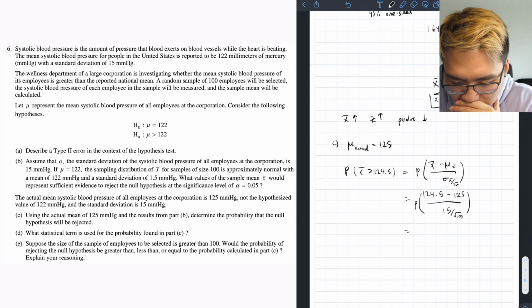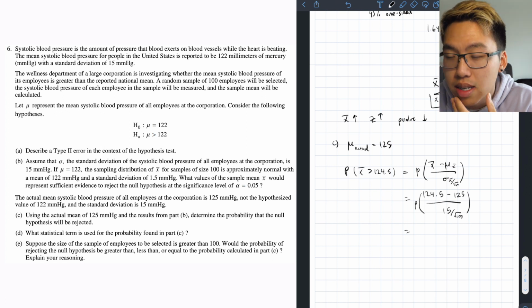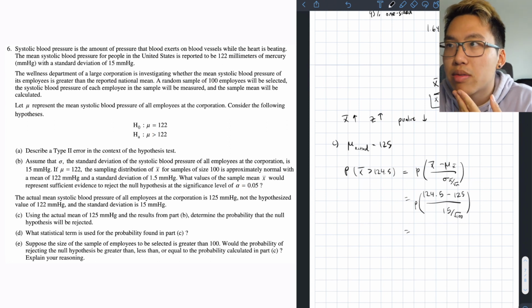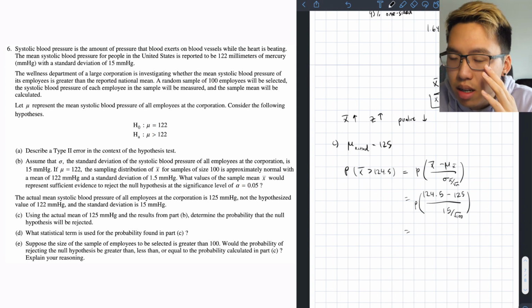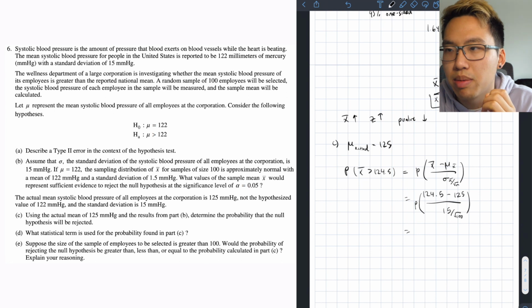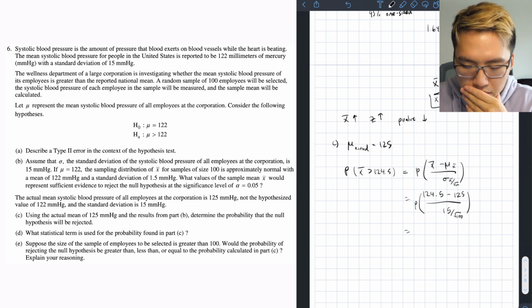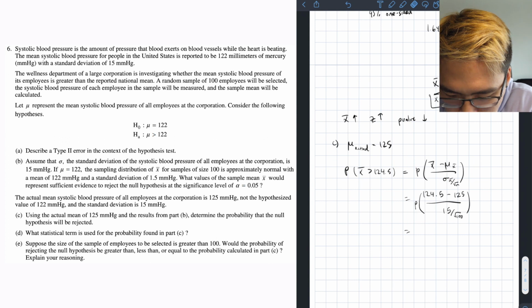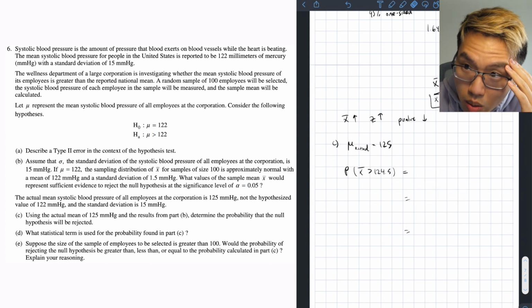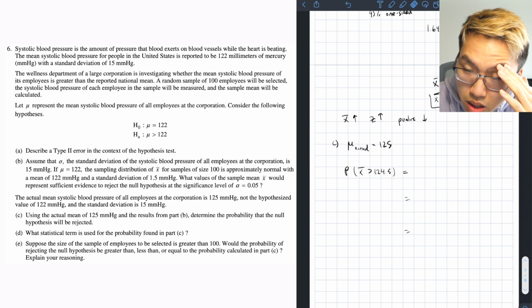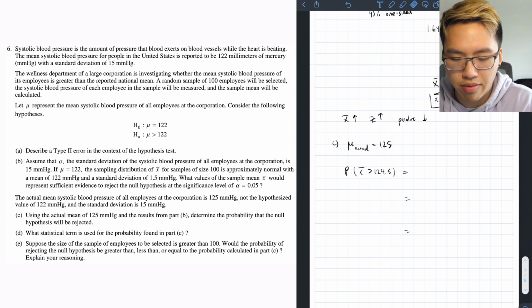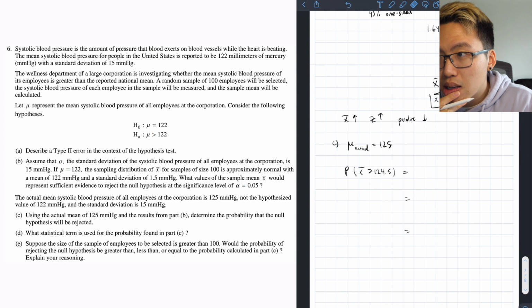Okay, actually, thinking about it, because I'm looking at this equation, I think I'm doing something wrong. So let me reread this question. Using the actual mean of 125 and the results from part B, determine the probability that the null hypothesis will be rejected. Okay, let me erase this. So it's asking, what is the probability that, so this is the null hypothesis being rejected from our previous answer, part B.